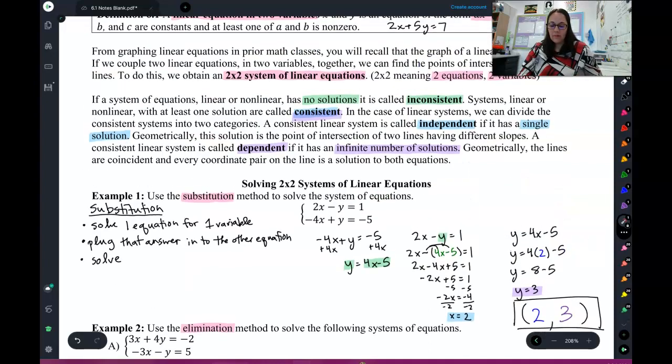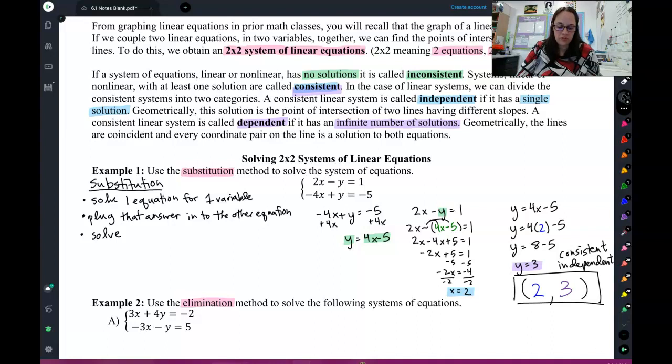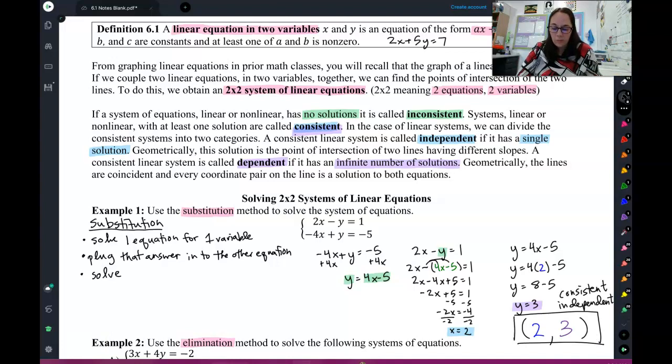One last thing that we should do before you're done is label this system. We see that this is a system that has a single solution. It has one point that they have in common. So we would say that this is a consistent independent system, because that is what we call a single solution system, consistent independent. So now that we've gone over all our vocab words and we've practiced substitution, in the next video we'll do several different examples where we practice with elimination.